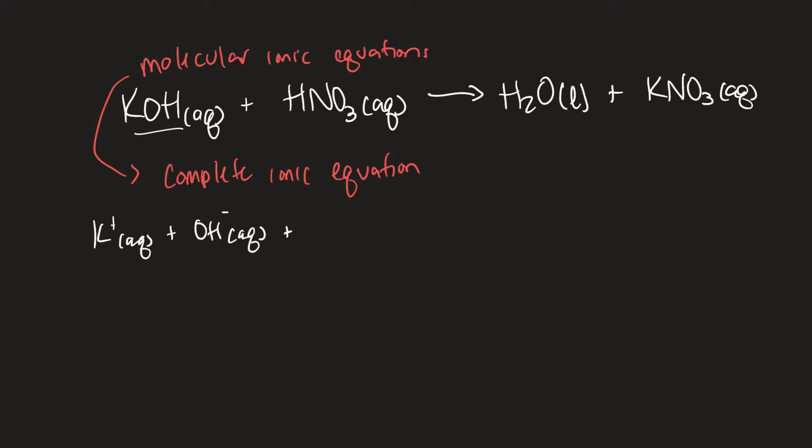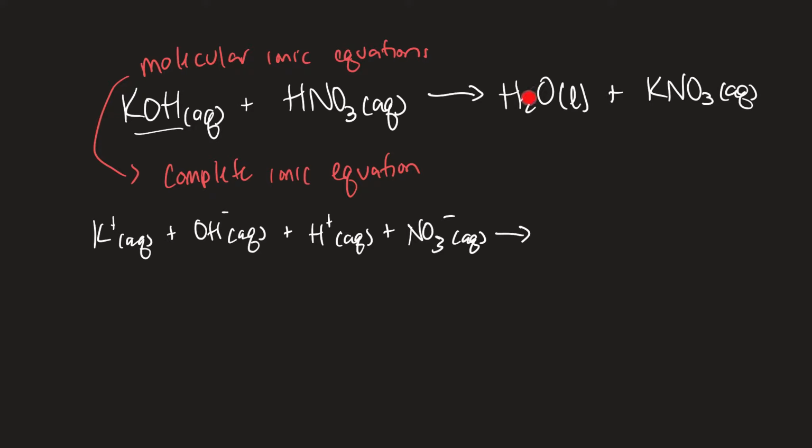Plus we have HNO3, but it's aqueous, so we're going to break it up into its respective ions. So we have the hydrogen ion, which is aqueous, plus the nitrate polyatomic ion, which is also aqueous. Arrow. So we're going to this side.